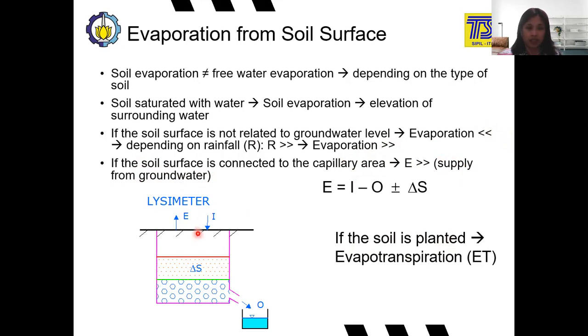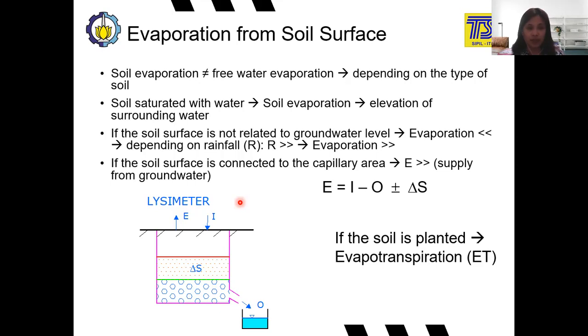So this is the lysimeter. Lysimeter is the tool that can be used to calculate the evaporation from the soil surface. So this one is a different tool than the tools that we use to calculate the evaporation from the water surface.